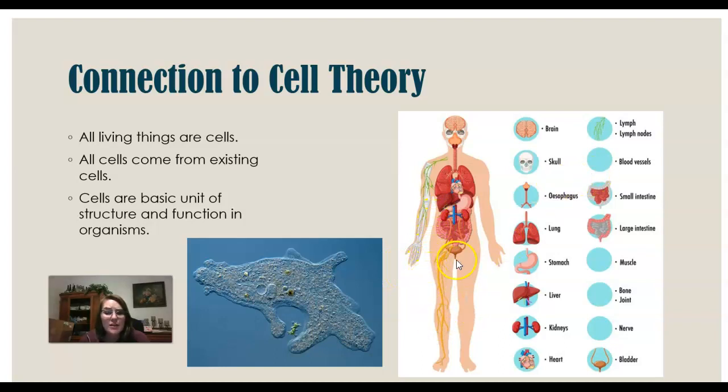So we have all these parts that do specific jobs, even though they're made of trillions of cells instead of just one. So that's what that means. Cells are the basic unit of structure and function in organisms. This is a lot like this whole human, except this involves a lot more cells. So I just wanted to make sure you guys know that, because that's something that I've seen throw students off a lot of times.